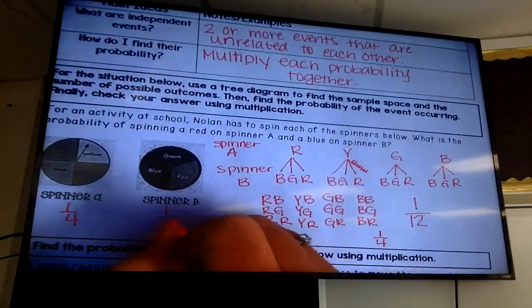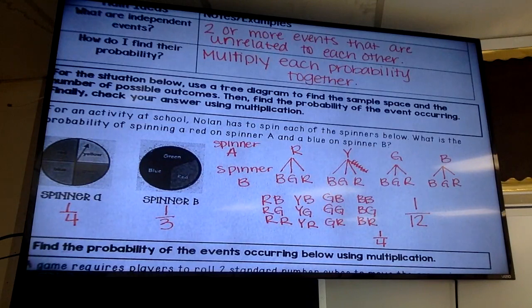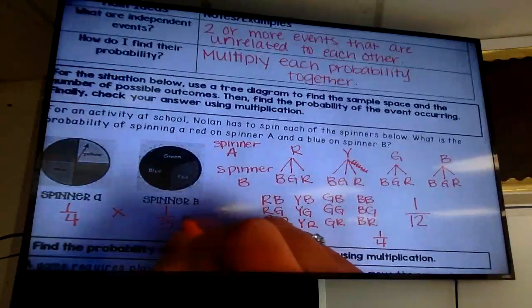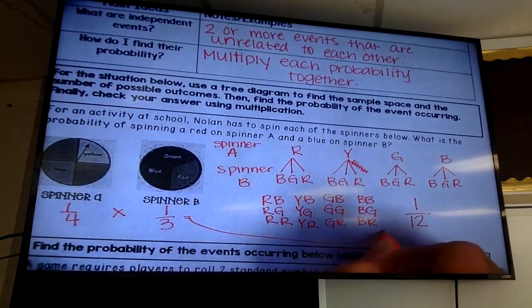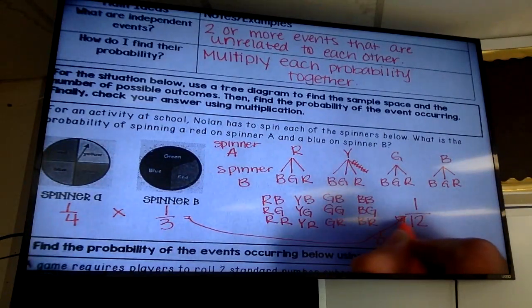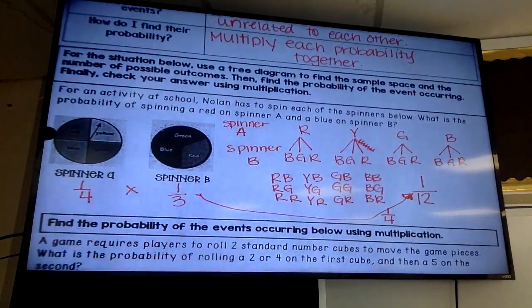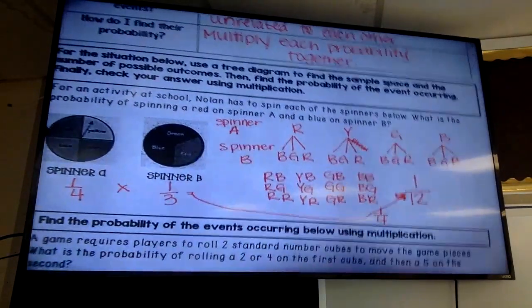There's 1 out of 3 even spaces that are blue. So if I multiply these together, 1/4 times 1/3, do I get 1/12? Yes, I do, and that just means I did it right. So tree diagrams and sample space we're going to kind of go away from now. Now we're just going to focus more on the multiplication, which makes our lives a lot easier.